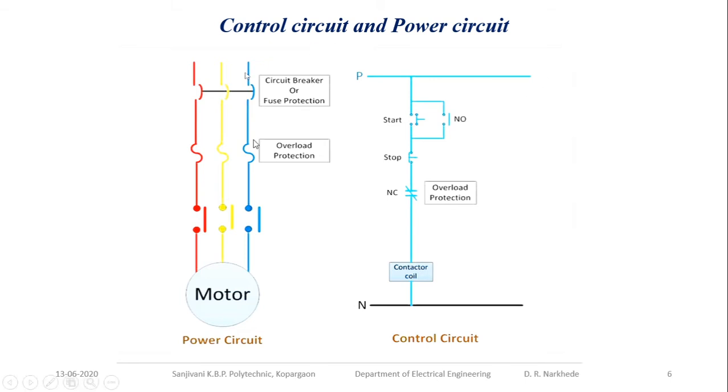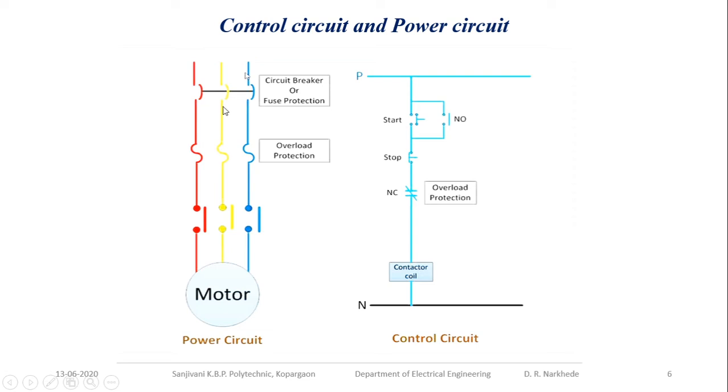Now what is control circuit and power circuit? In case of power circuit, we are normally connecting the three phases, that is 400 volt supply or 415 volt supply directly to the motor. In power circuit, we are going to use circuit breakers, fuse, overload protection, okay, and contactor. So this is your circuit breaker, that may be MCCB, overload protection, that may be thermal bimetallic relay, and this is your contactor coils.